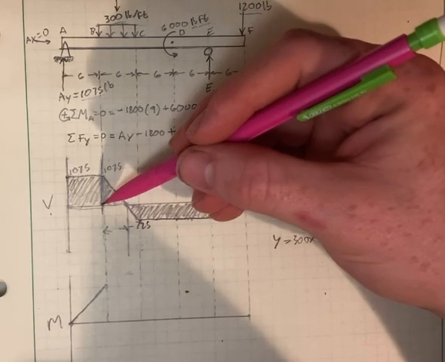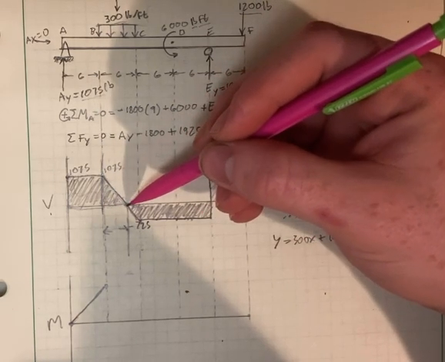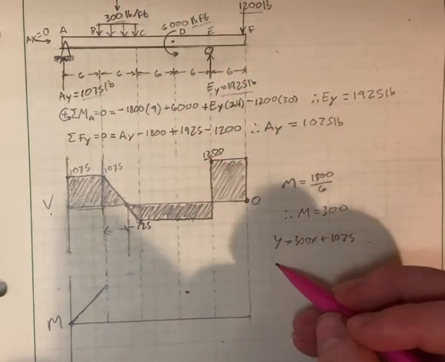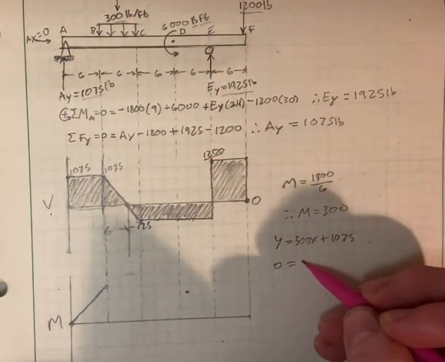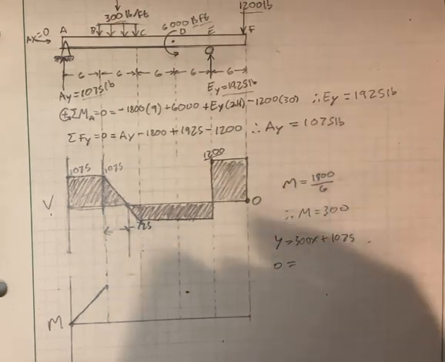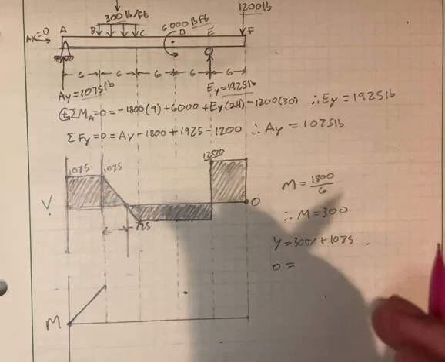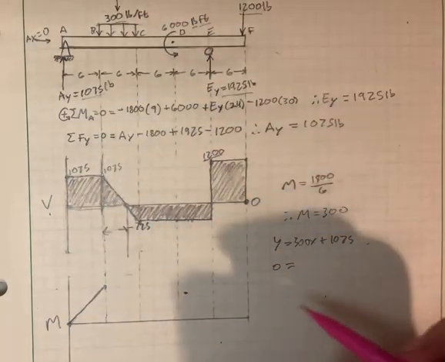We can set y to be 0, because that'll tell us where this thing crosses the x-axis. So 0 equals... Did that make sense? Did I explain that well? I feel like I didn't. I feel like this is important, so I want to make sure you understand.